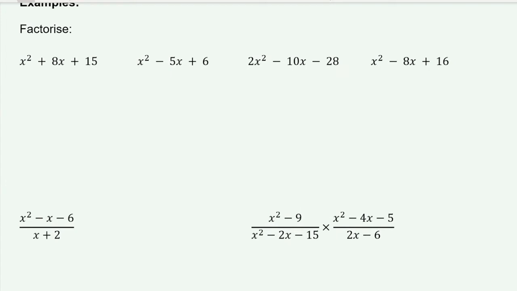Okay, so let's have a look at this first one. We have b and we have c. So our b is 8, so we're looking for two numbers that can add together to get 8. We are looking for two numbers that will multiply together to get 15. Okay? So add to get the b number, multiply to get the c number. So look at 8 and 15. Let's look at our factors of 15. Well, we've got 1 and 15, obviously, and then we've got 3 and 5. What do you know? 3 plus 5 will add to get 8.